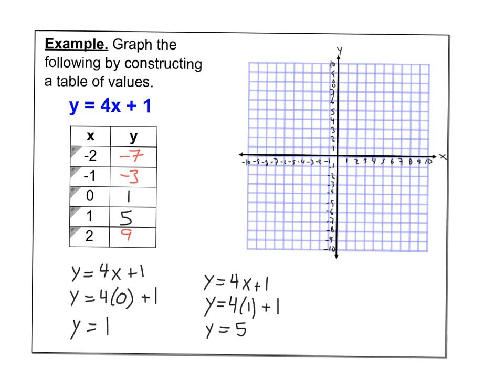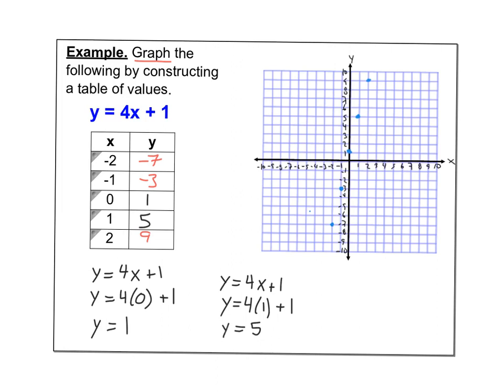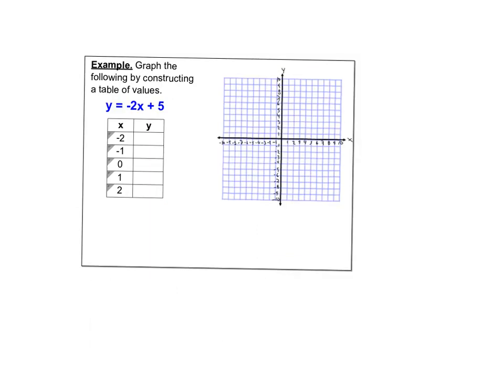So, the problem is telling us to graph it. So I'm going to go ahead and graph all of those coordinates. Okay, so I've plotted my points, and now I'm going to draw my line between those points. And don't forget to include your arrows and your equation, naming your line. Notice that it grows by 4 each time. It grows by the same amount each time. This means it's linear.